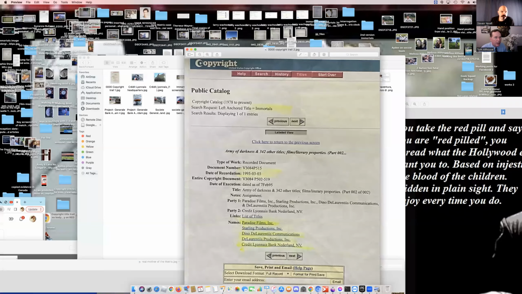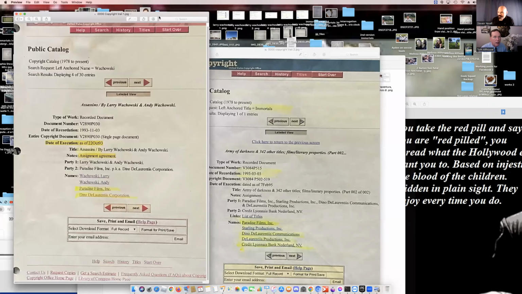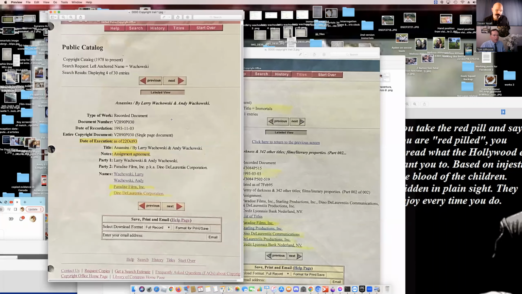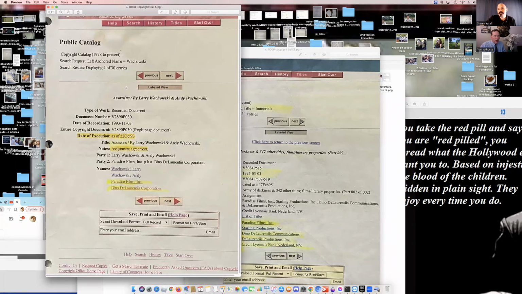Okay, let's pop this. I think we're okay with what we played with that interview. But look at this here. I want you all to see this. Here's the entry of Assassins, which is what the Wachowskis did with Assassins, right? And you'll see here, November 1993.